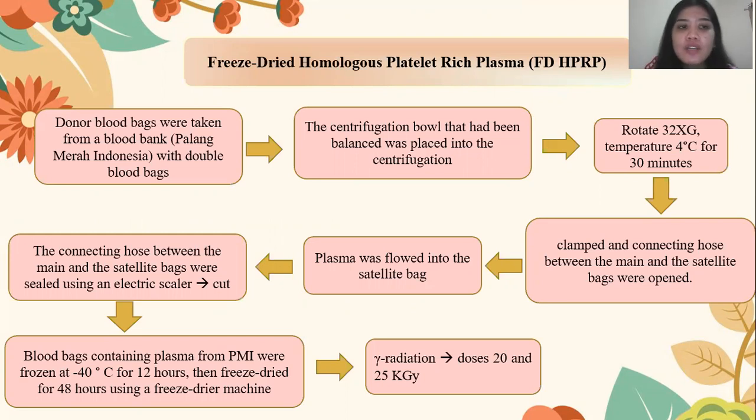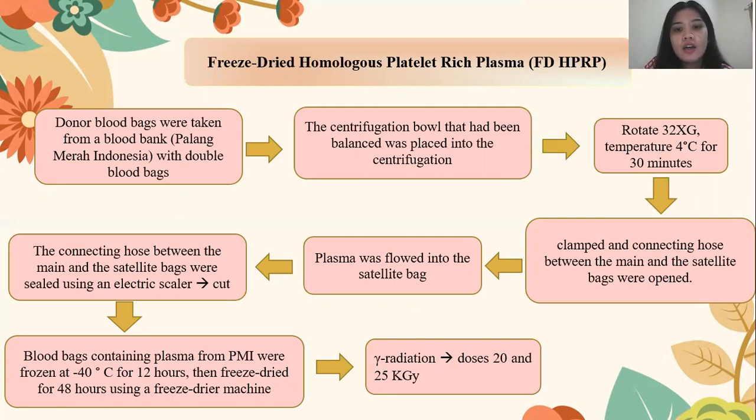Donor blood bags were taken from a blood bank in Indonesia, Palang Merah Indonesia, with double blood bags. The centrifuge balanced with the bags was placed into the centrifuge and then rotated for 30 minutes. The clamp and connecting hose between the main and the satellite bags were opened. Plasma was flowed into the satellite bag, and the connecting hose between the main and the satellite bags was sealed using an electric sealer and then cut. Platelet-containing plasma was frozen at minus 40 degrees Celsius for 12 hours, then freeze dried for 48 hours using a freeze dryer machine.